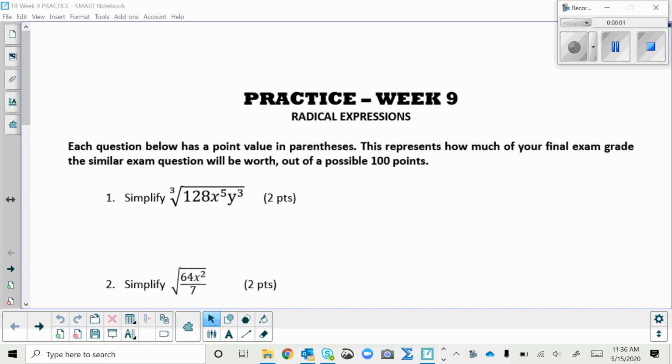All right, here we go. So for number 1, you're still looking for groups of 3. You want to factor the radical.